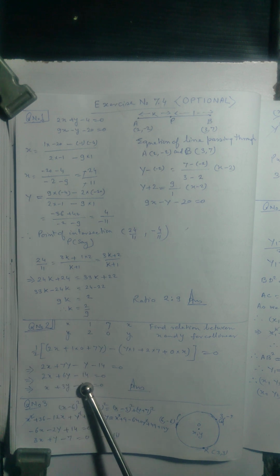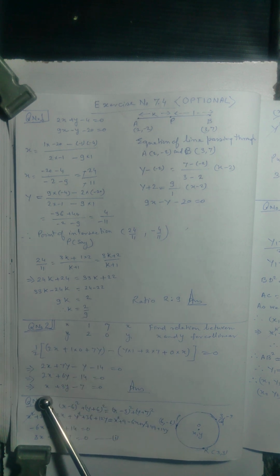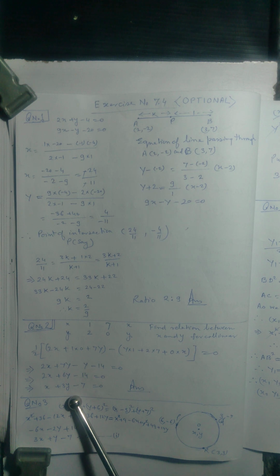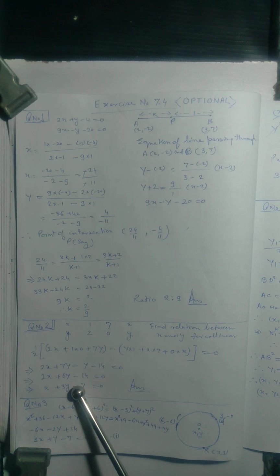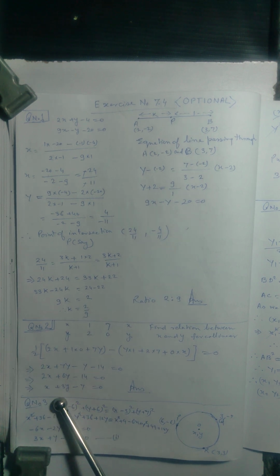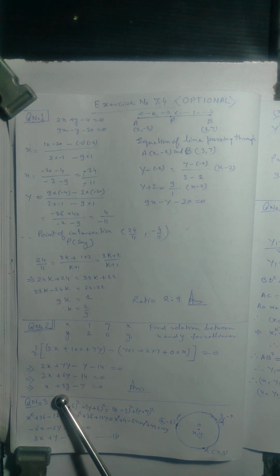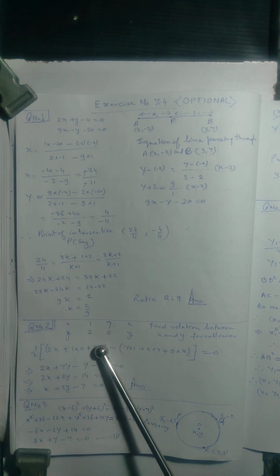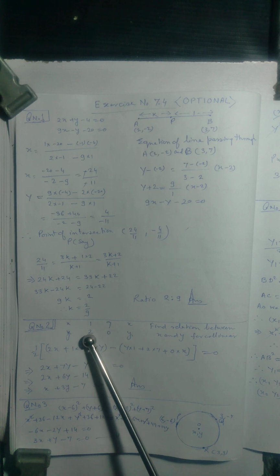Again divided by 2 throughout, you will get x plus 3y minus 7 equal to 0, and this will be the relation between x and y, provided these points are collinear.